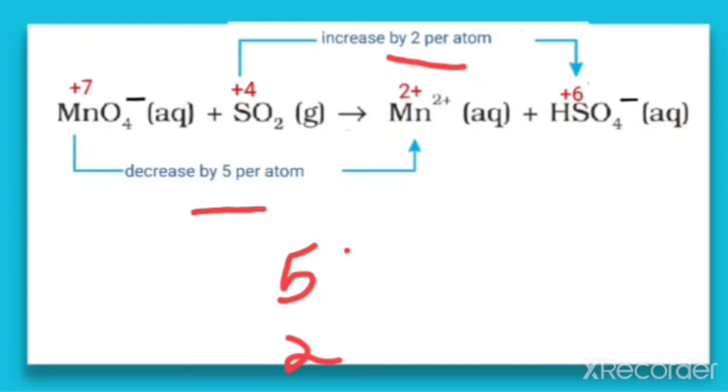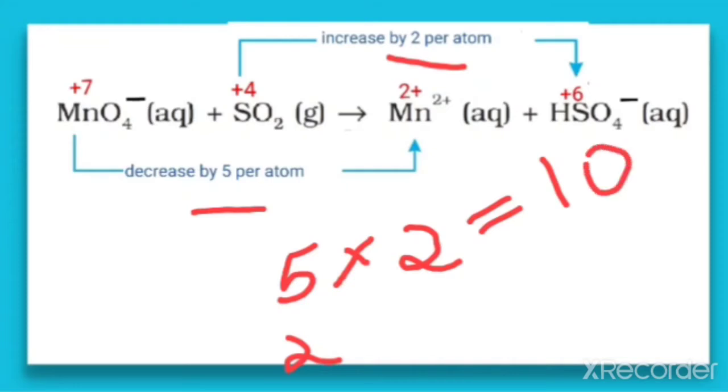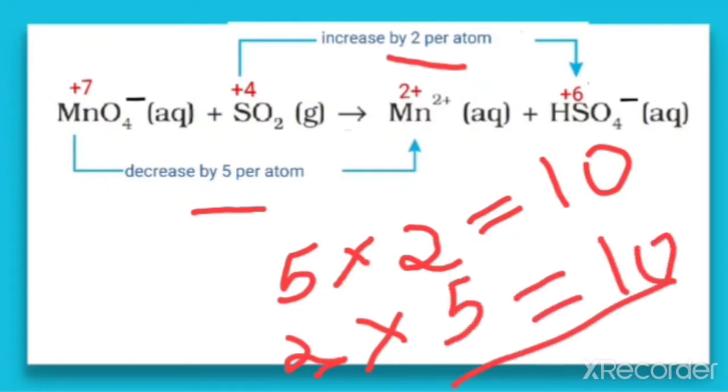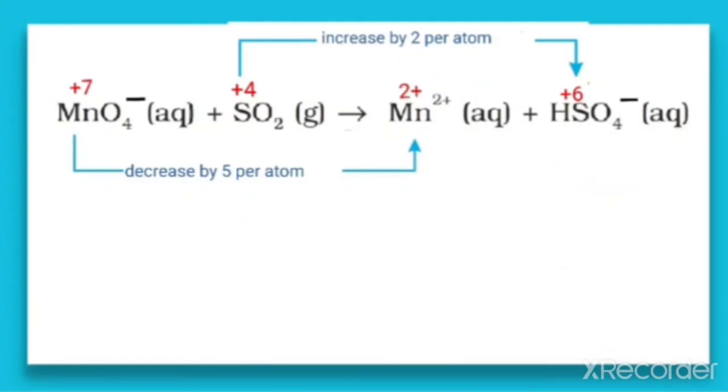So how can we equalize? Better we multiply 5 with 2, so we get 10. And in the next case, because there is 2, we will multiply with 5, so we get 10. So that means equalizing the increase and decrease by multiplying with a suitable number. Here 5 and 2 are there. How can we equalize it? By multiplying with a number so that we get an equal number. That is just a mathematical concept here.